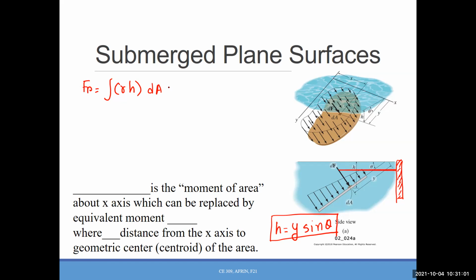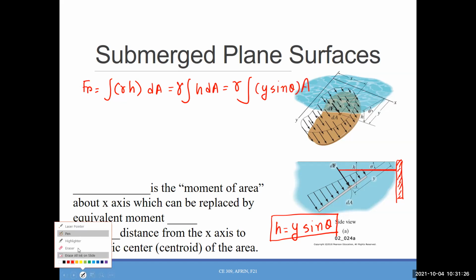Okay. So let's write it down. Can I take the gamma outside of that integration sign since it's constant? Okay. So H dA, that should be dA.